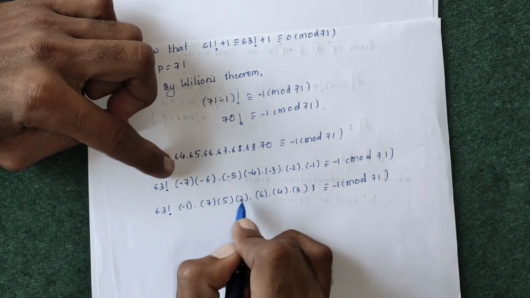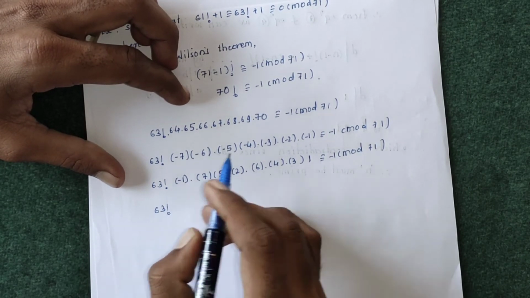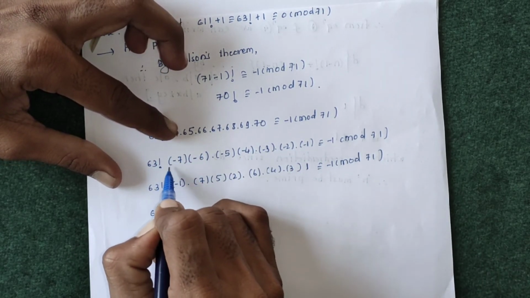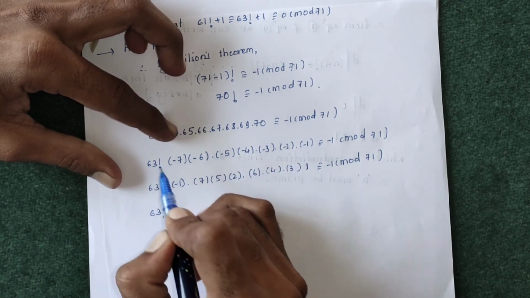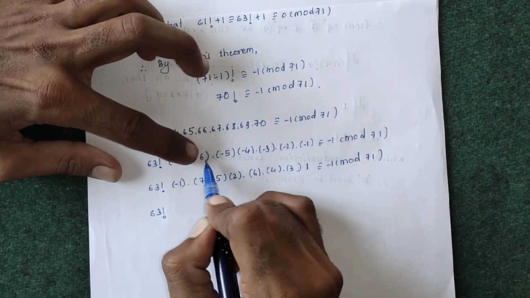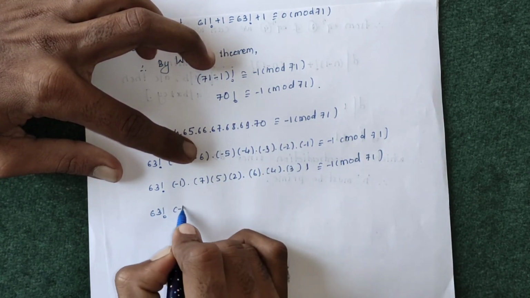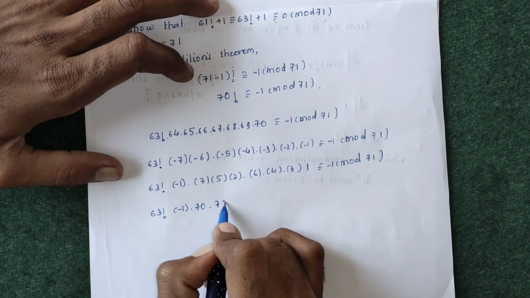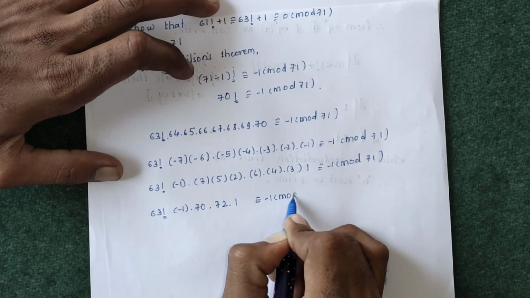Now multiplying first these three terms, then these three terms, we get 63 factorial into minus 1. Because of taking minus 1 common from all these 7 terms, we get minus 1 into minus 1 is plus, minus into minus is plus, minus into minus is plus, so only minus 1 remains here. Then 7 into 5 into 2, then 6 into 4 into 3. 7 5s are 35, 35 2s are 70. So minus 1 into 70 into 6 4s are 24, 24 3s are 72, which is congruent to minus 1 modulo 71.